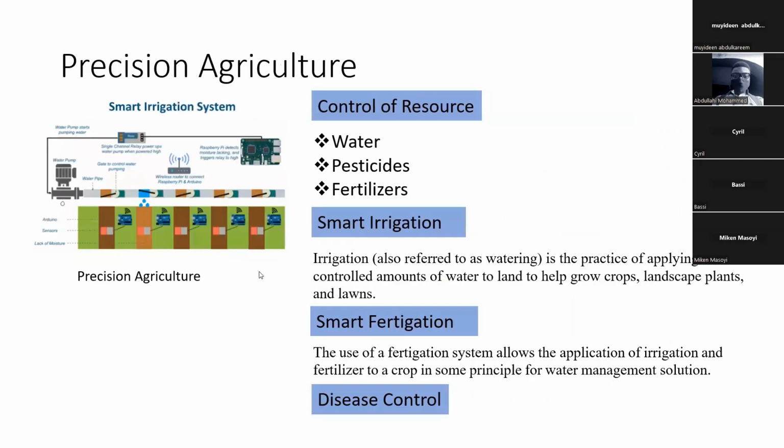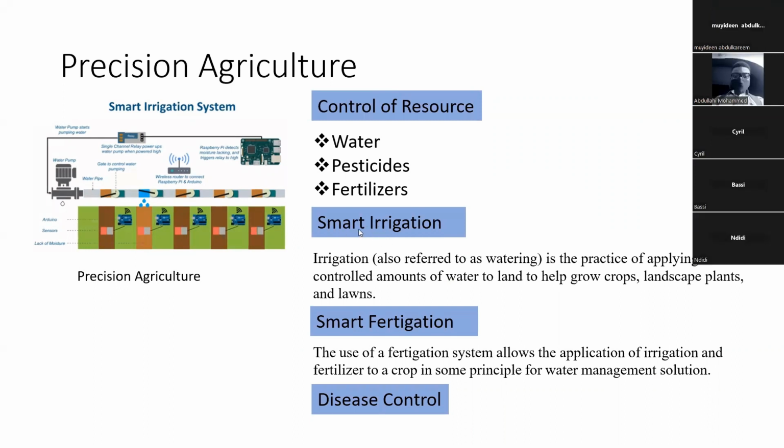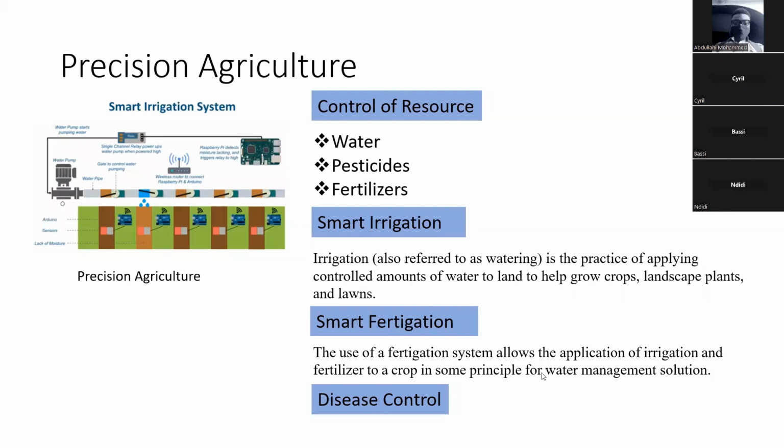Okay. The next thing is precision agriculture. So precision agriculture basically talks about management of your crop resources. So it could be water, it could be pesticides, it could be fertilizers. Okay, so when you are monitoring your water, you're talking about smart irrigation. Okay, so just practice of applying controlled amounts of water to land to help grow crops, landscape plants, and lawns. Then fertigation is addition of maybe fertilizers to your watering system, so that you know the quantity of fertilizer that has been released to water your plants and crops.